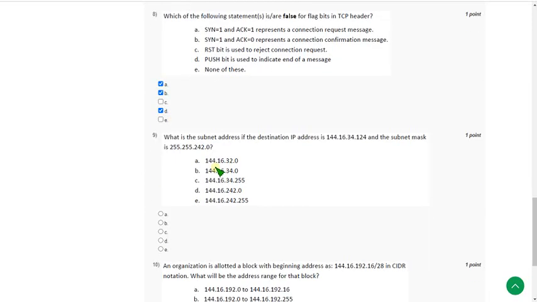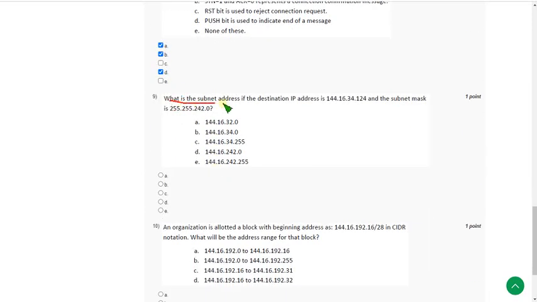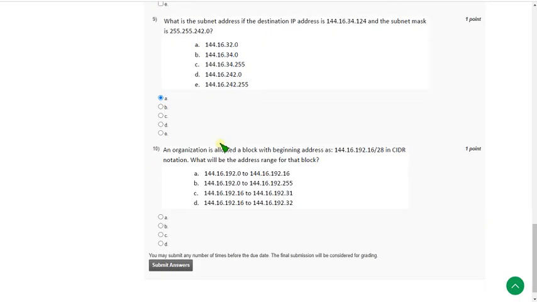And moving on to 9th one. What is the subnet address if the destination IP address is 144.16.34.124 and the subnet mask is given? So the probable answer for this could be option A. That is first option. Moving on to the final question, that is 10th one. An organization is allotted a block with the beginning address in CIDR notation. What will be the address range for that block? So the answer for 10th question is option C. So mark option C as correct answer.